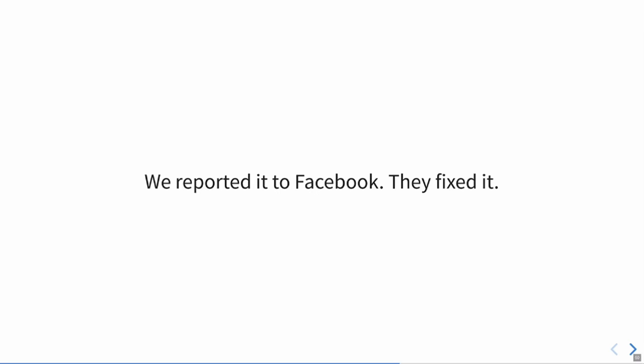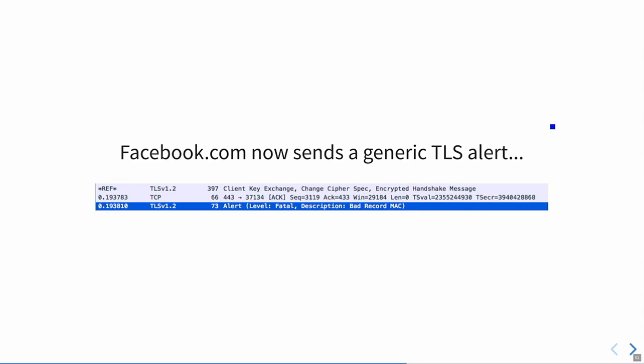Of course, we reported that to Facebook. They also gave us a very generous bug bounty, and they fixed it, I think, about a week later. Now at this point, after Facebook had delivered their patch, you can see if we send a crafted client key exchange that has improper padding, we just get generic alerts back. We're not seeing anything that is going to be an oracle anymore.